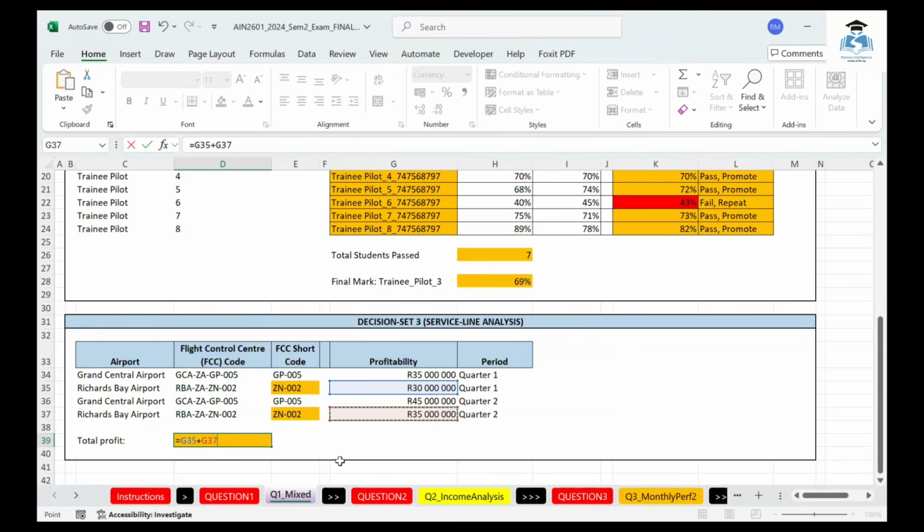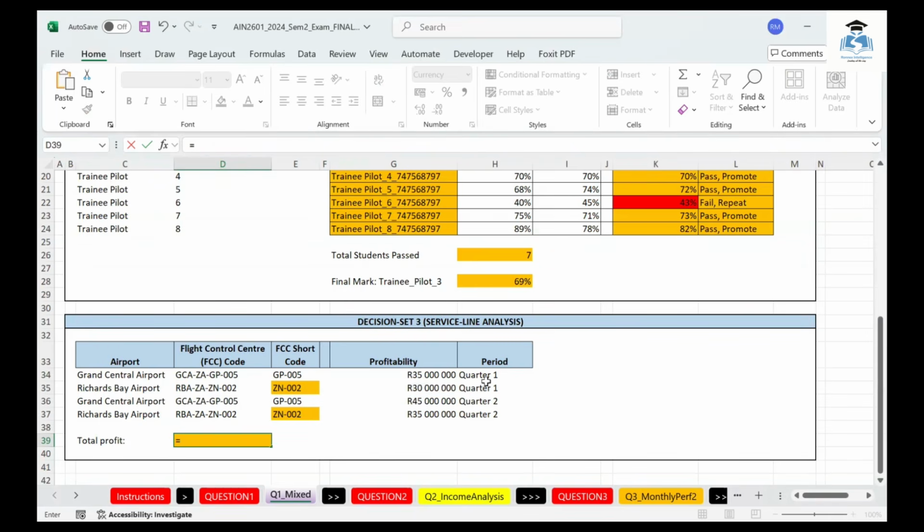It says for the first half. Look at the period. What does it say on the period? And remember, it says for both airports. This one that you have selected is only for Richard Base. Oh, sorry. Okay. You get it? So you need to pay attention to what is being said.